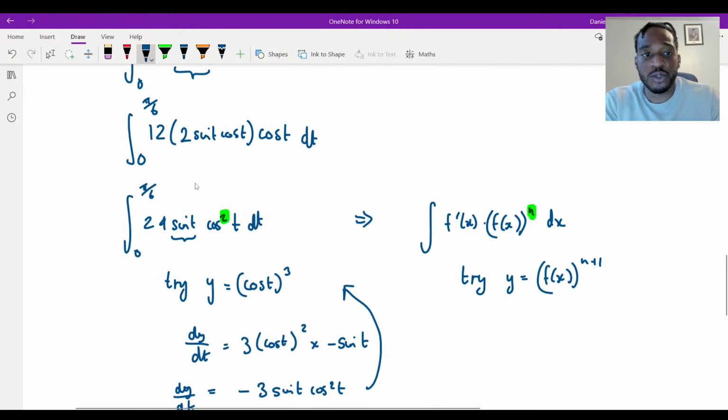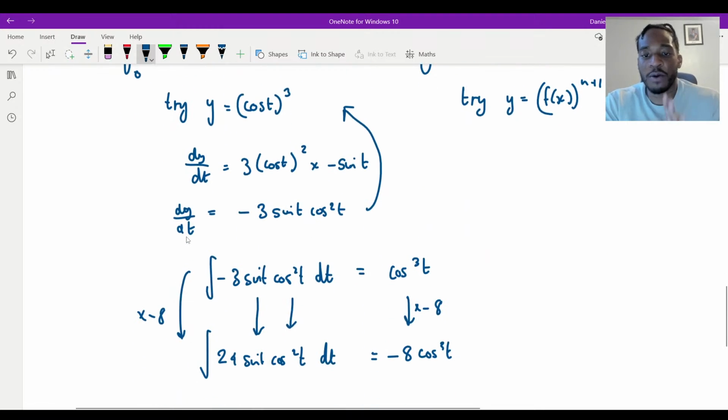And always make sure you're able to spot the form. You have a function with a power, and then you've got its derivative next to it. Obviously, cos differentiates to minus sine, but the minus doesn't matter. The fact that you've got the sine indicates to you that you need to use the reverse chain rule. So that makes sense.